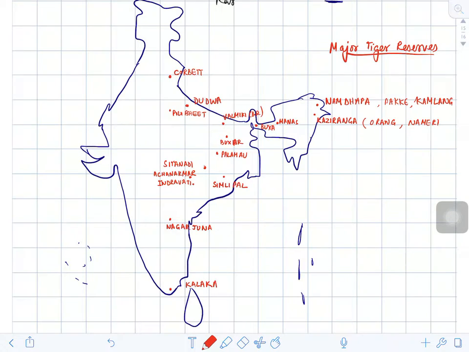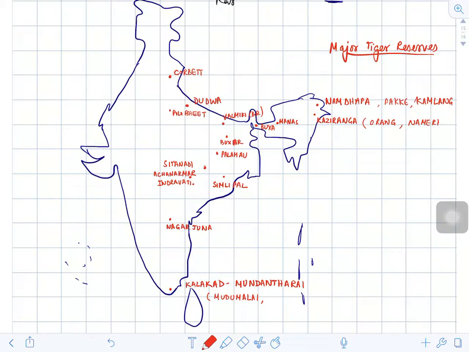Kalakkad Mundantharai. Then we have other tiger reserves such as Mudumalai. I have not marked it on the map; I'm writing it on the side. Please do look up the locations on Google.